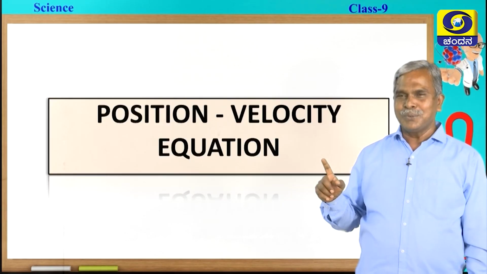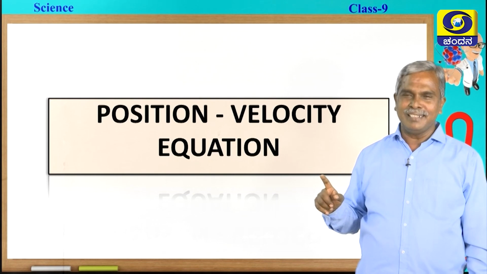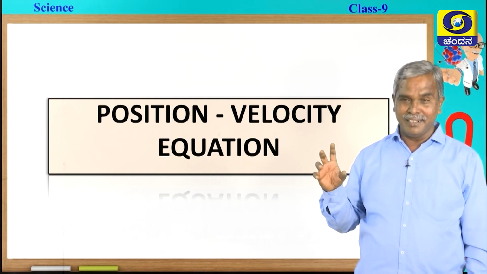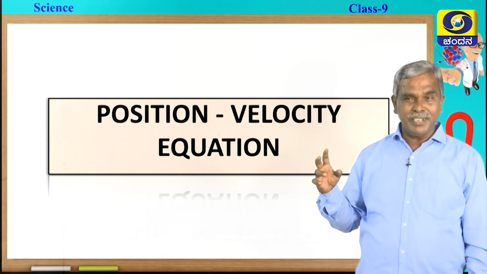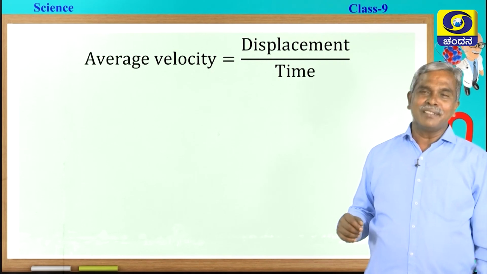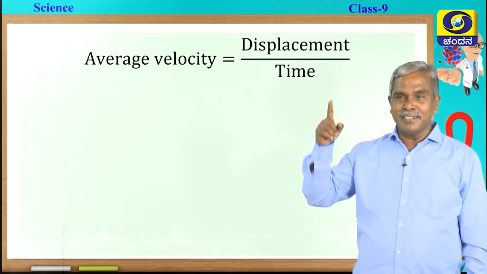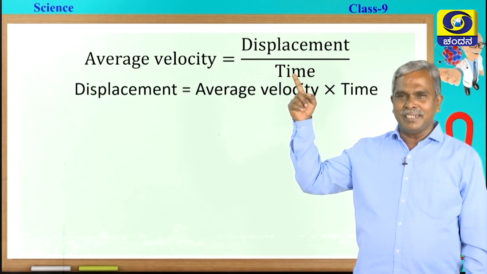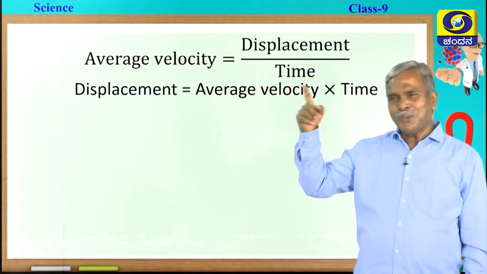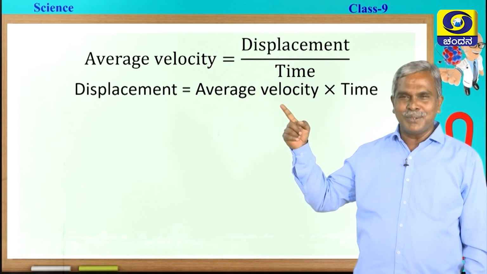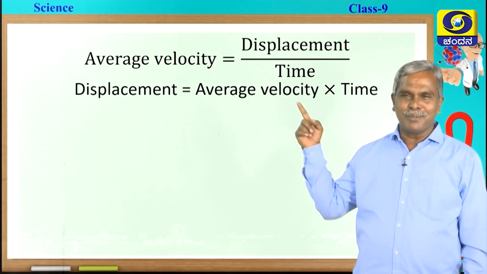Let us go to the second equation called the position velocity equation. Position means nothing but s, velocity means v. Okay, let us see. You know the definition of average velocity. Average velocity is equal to displacement by time. You do the cross multiplication. Displacement is equal to time into average velocity.